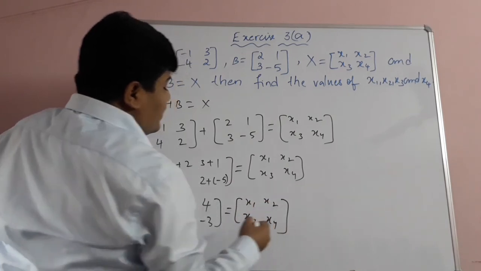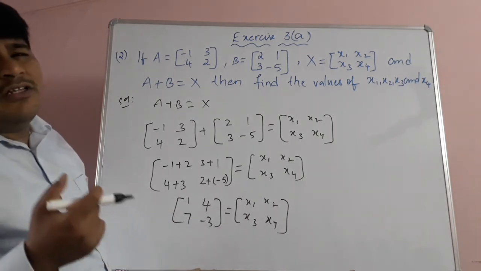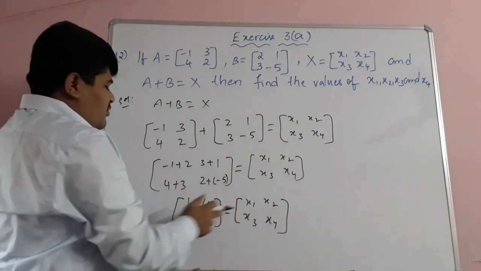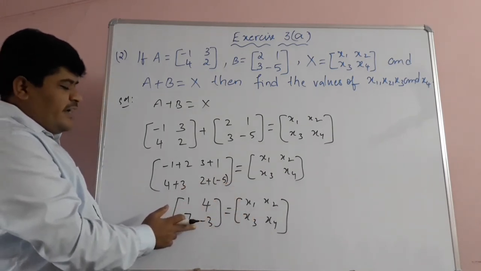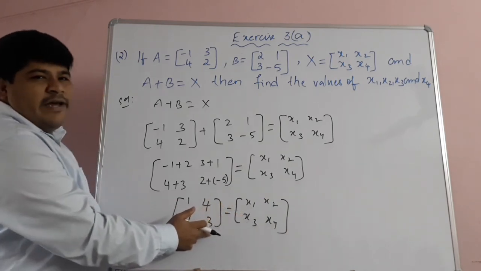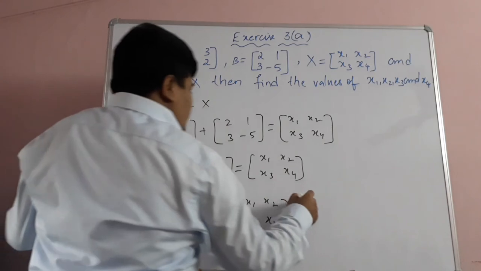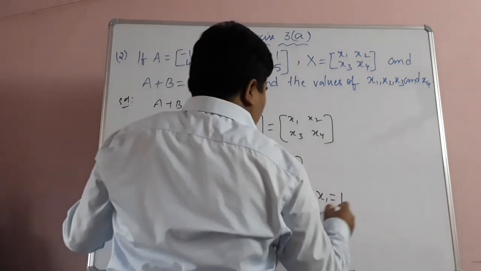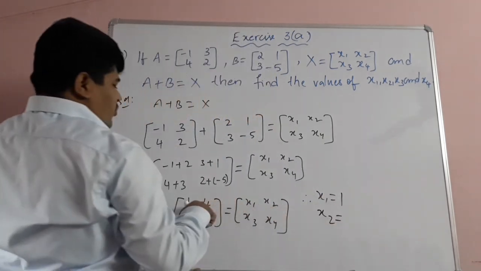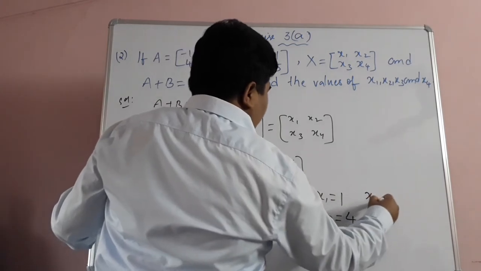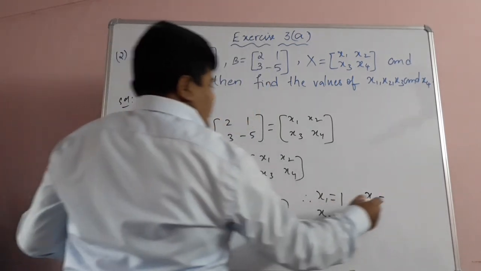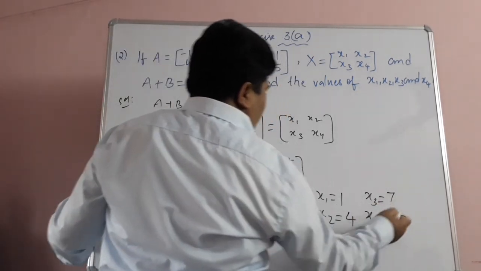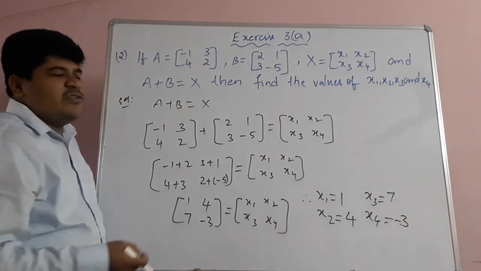Children, when two matrices are equal, then the corresponding elements will be equal. Right? It means a11 is equal to b11, a12 equal to b12, a21 is equal to b21, a22 is equal to b22. Therefore X1 is equal to 1, X2 is equal to 4, X3 is equal to 7, and X4 is equal to negative 3. So these are the X1, X2, X3, X4 values. In this way we will solve this problem.